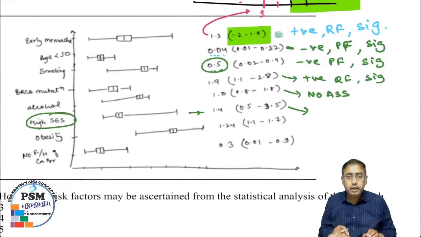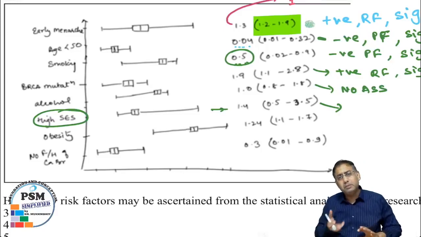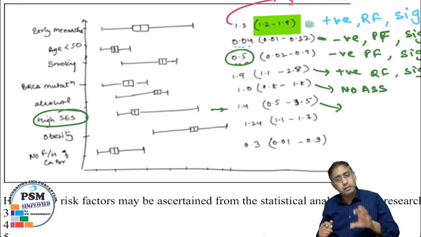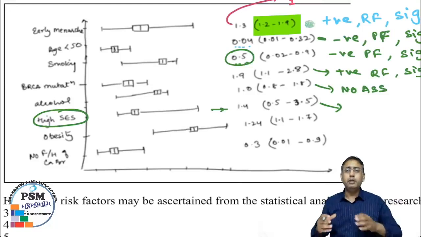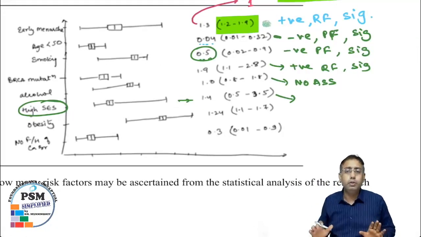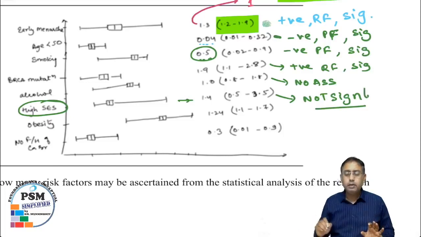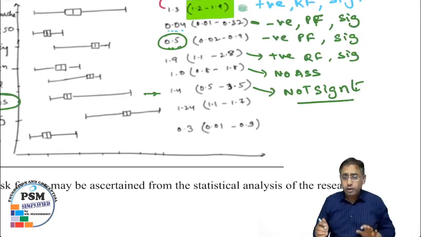This type of factor, high socioeconomic status, does not carry any meaning. Sometimes it may prove to be a risk factor in some studies, sometimes it won't. It is largely dependent on many other variables. So therefore this odds ratio is null and void. We don't use this odds ratio. This is not significant. Next, if you see, it is 1.24, ranging from 1.1 to 1.7.